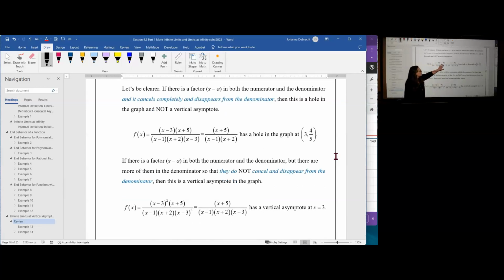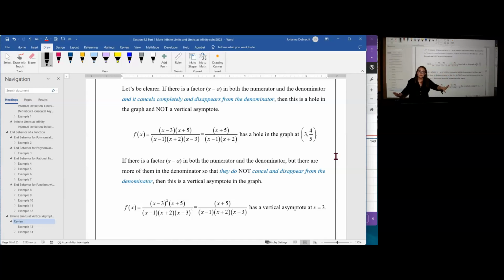In the example in the middle, you can see I have the factor x minus 3 in both the numerator and denominator raised to the same power. In that case, the x minus 3 factor cancels completely and is gone from the reduced fraction.